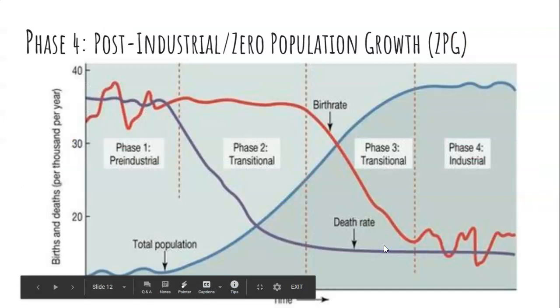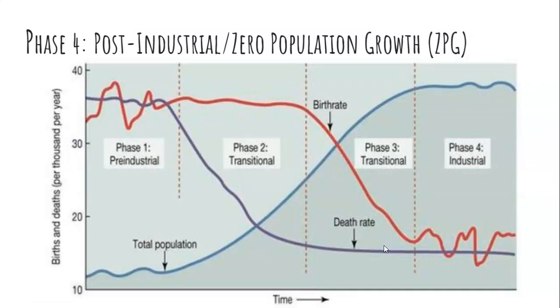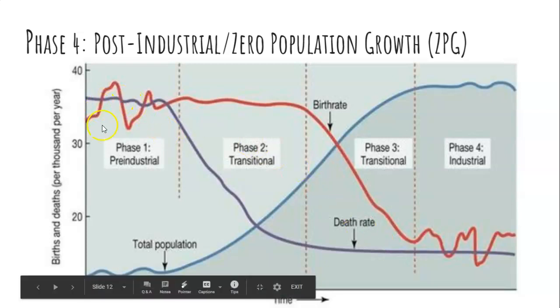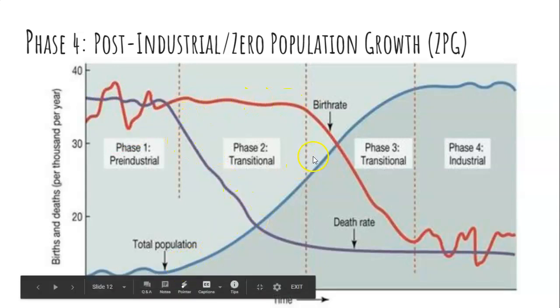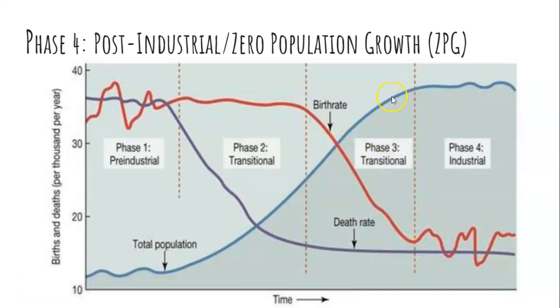And now we get to stage 4, what we call the post-industrial stage, or the stage of zero population growth, or ZPG. So we start out with high birth rates, high death rates, but population growing very slowly. Then birth rates stay stable, but death rates fall rapidly, giving massive population increase. Then birth rates begin to fall, death rates still falling but not as quickly, and so population growth slows down. It's still growing, but slowing down until you reach stage 4.